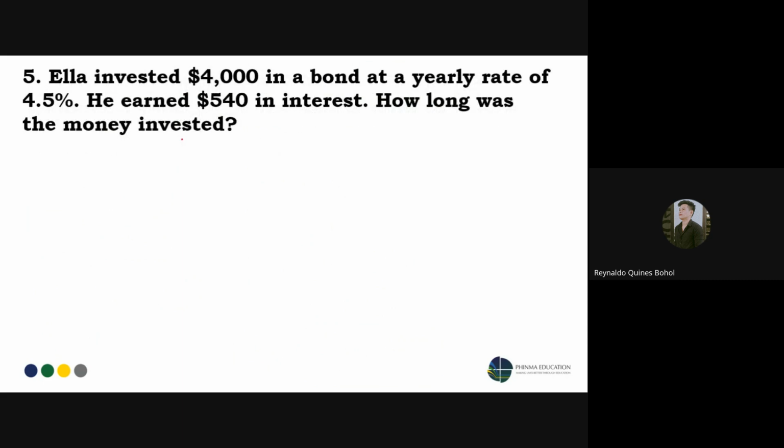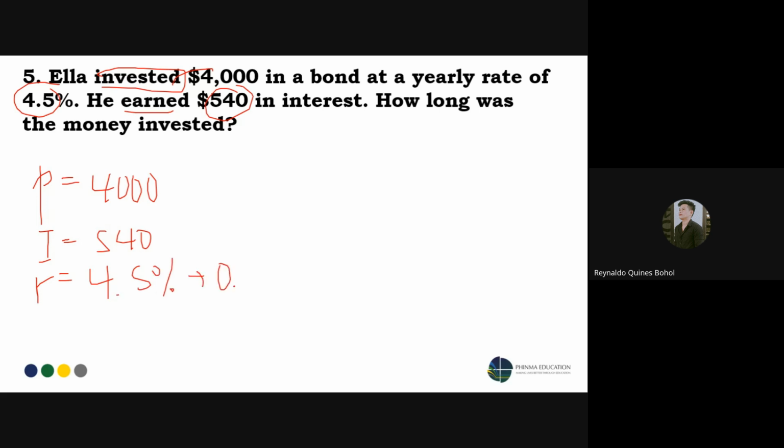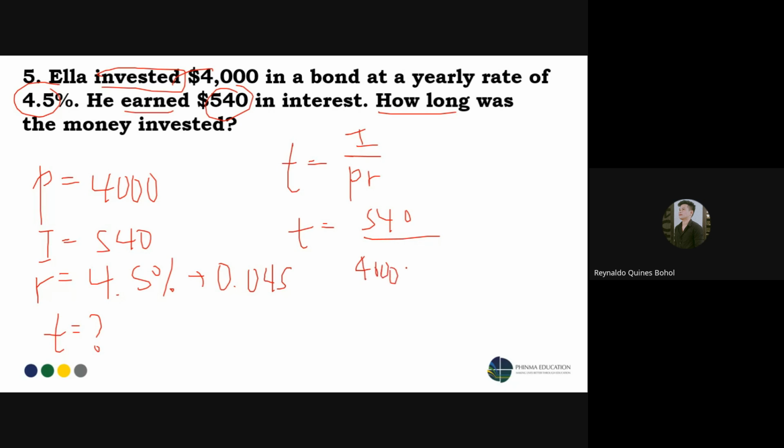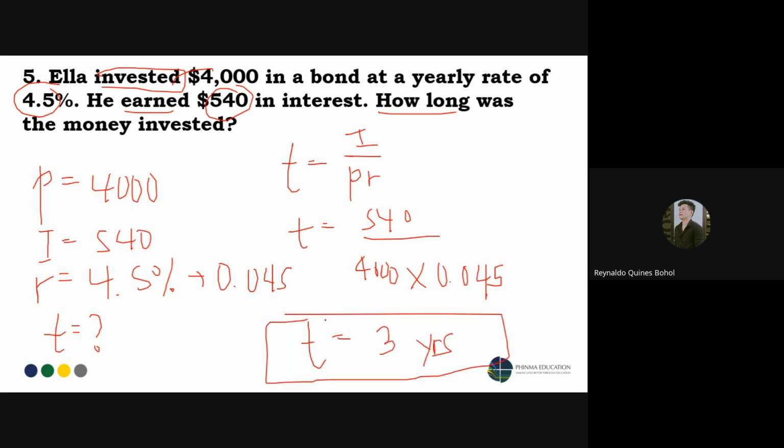Next, Ella invested 4,000 in a bond at a yearly rate of 4.5%. There's a word invested here, so 4,000 is the principal. And there's the word earn again for 540, so our interest is 540 with the rate of 4.5%. 4.5% expressed in decimal is 0.045. How long? So the time is unknown. The time here is I over PR. And I is 540, and P is 4,000 multiplied by 0.045. And the time will be 3 years. The time is 3 years.